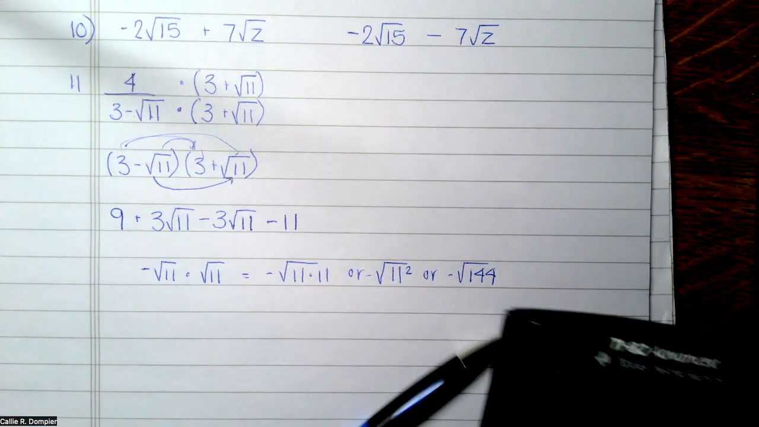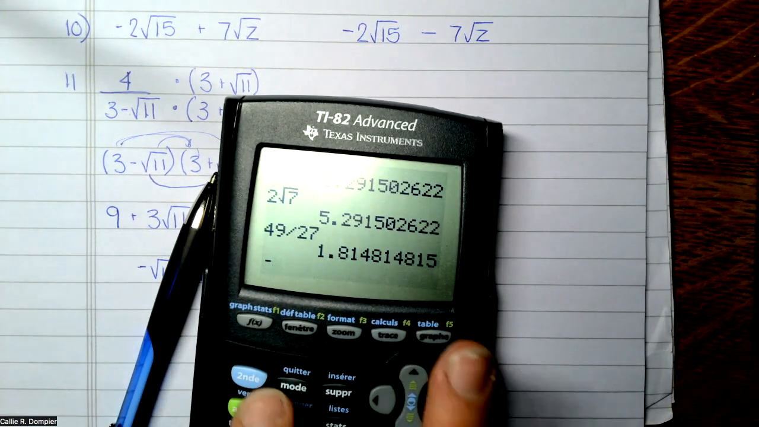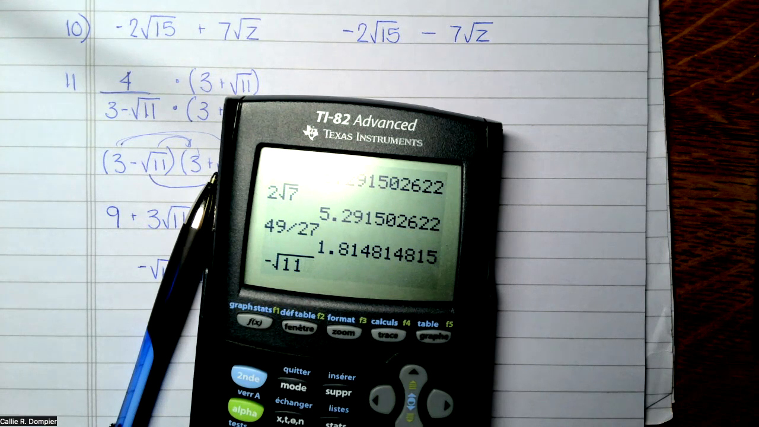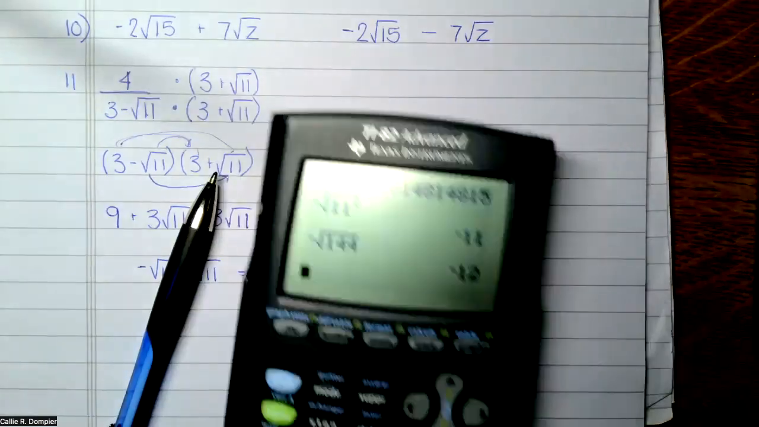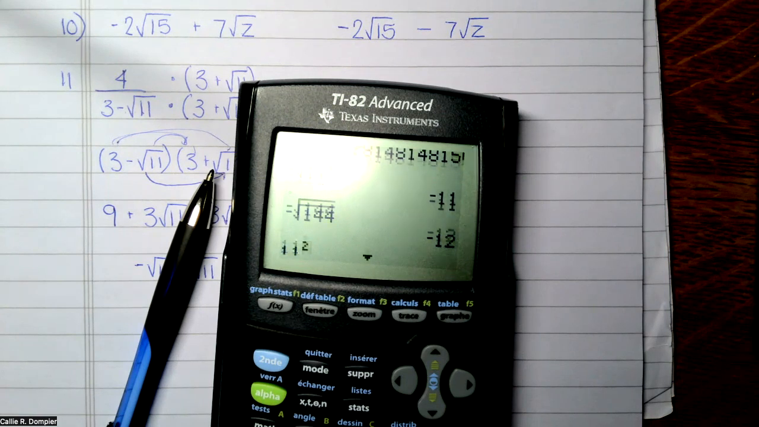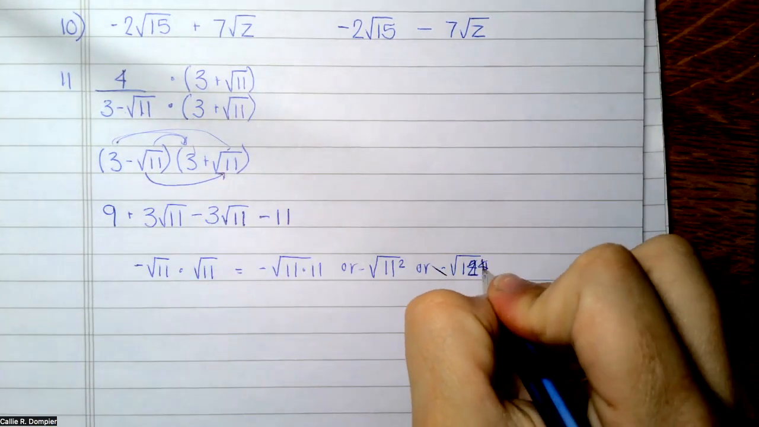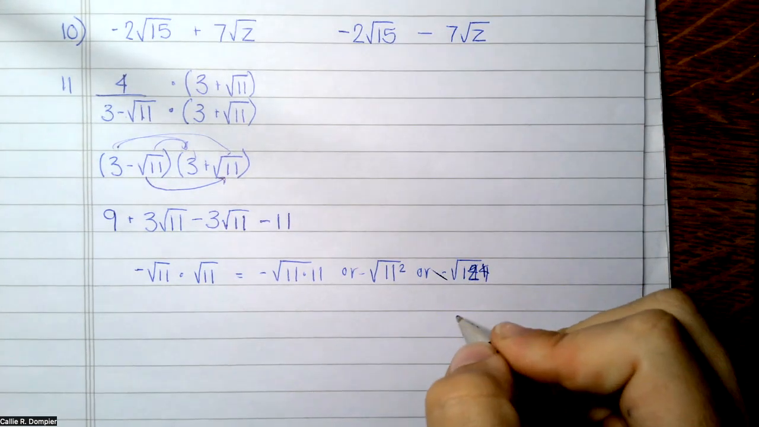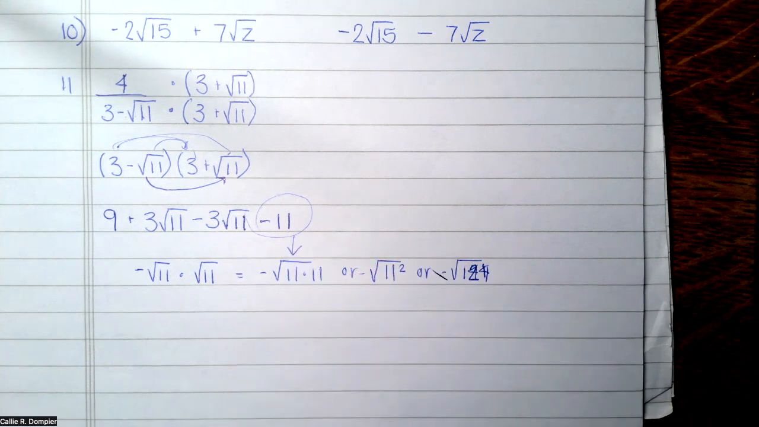And all of those, negative square root 11 squared, negative square root 144. Oh, sorry. Yes, I don't know what 11 squared is. 121. Got it. 121. Good. Each of those is just going to give us negative 11. That's how I got that one.